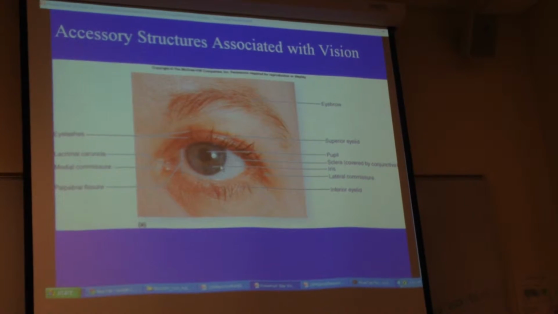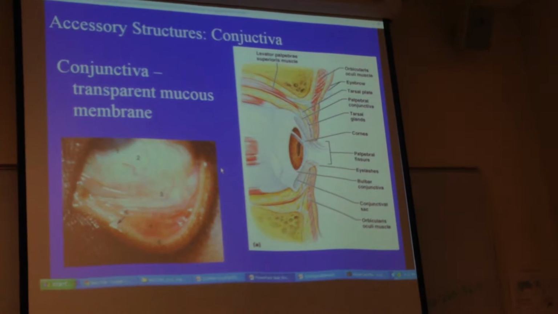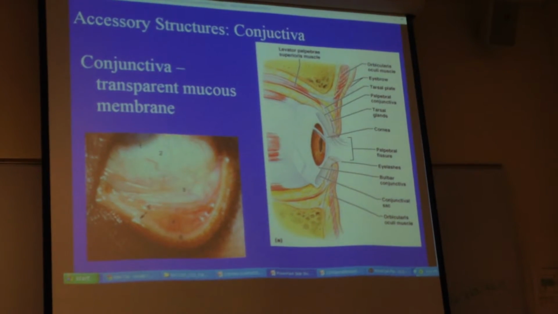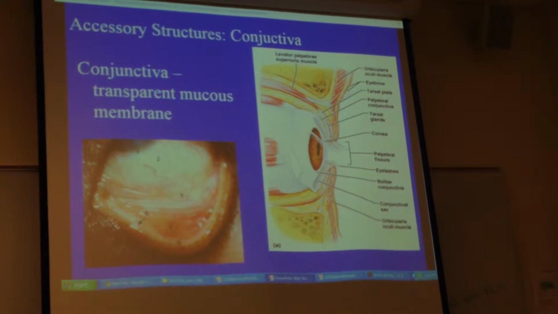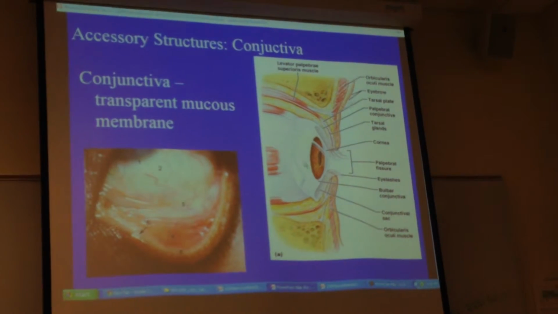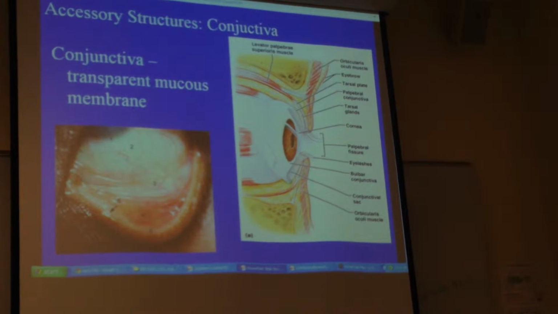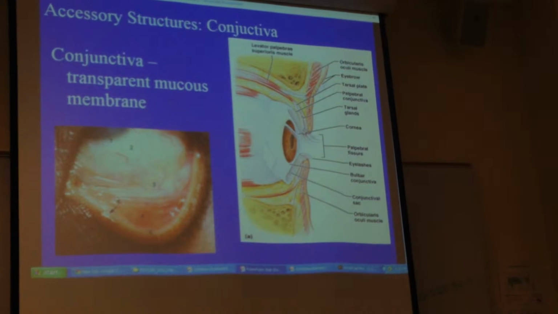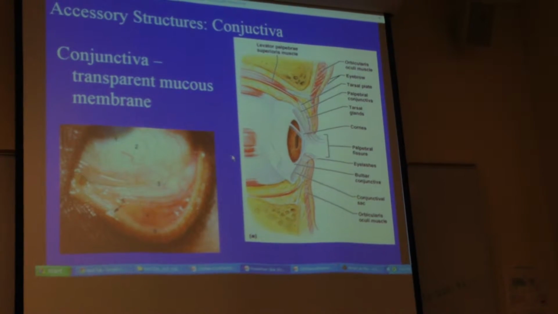You have probably heard of conjunctivitis before, or pink eye. That's where you infect that membrane. This is what it looks like. It's just a transparent membrane, and can you see it lining the inside of that eyelid? Here you can see a better view. Here's the conjunctiva right there. Can you see it wrapping around and lining the inside of the eyelids? So that is the conjunctiva.